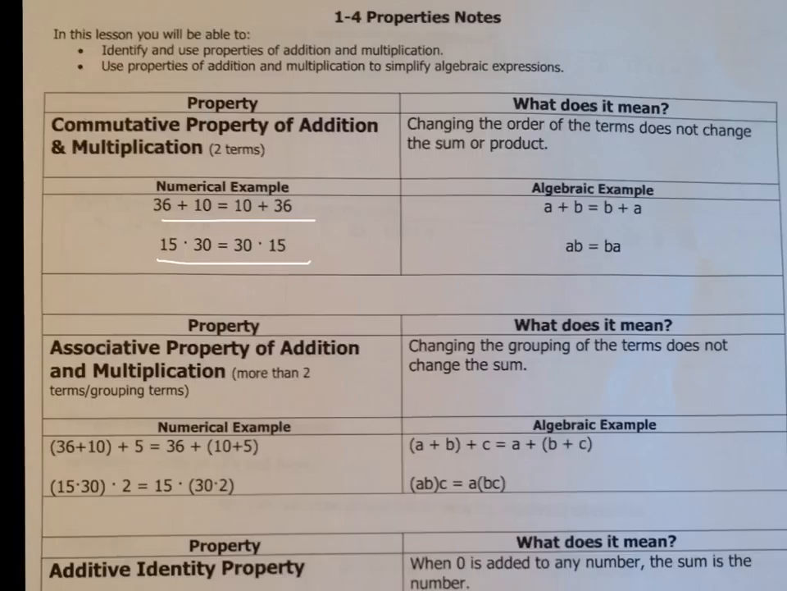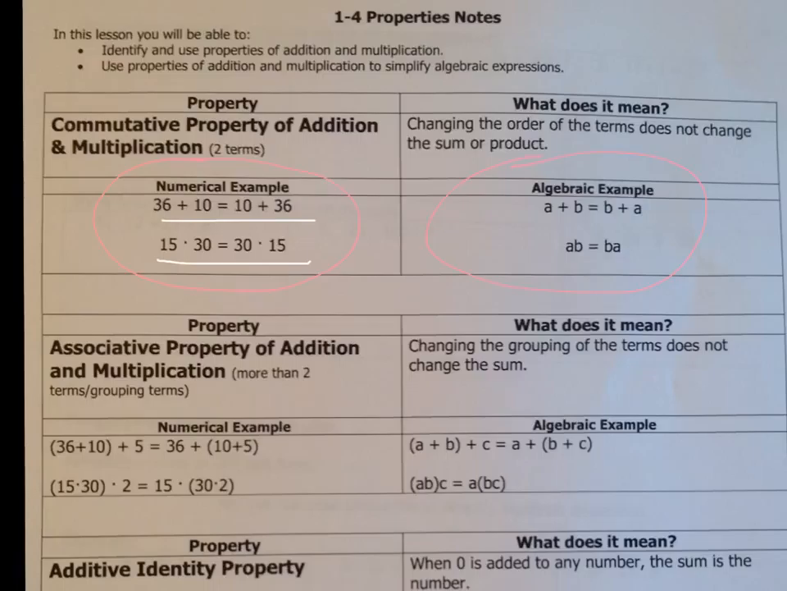36 plus 10 is 46. 10 plus 36 is 46. 15 times 30 is 450. 30 times 15 is 450. It doesn't matter which way you multiply, you'll still have the same answer. Okay, and you have this written as a numerical expression and as an algebraic expression. A plus B is the same thing as B plus A. A times B is the same thing as B times A.